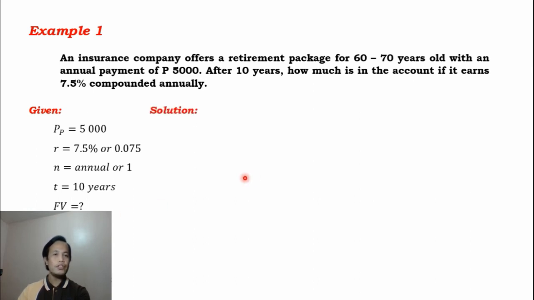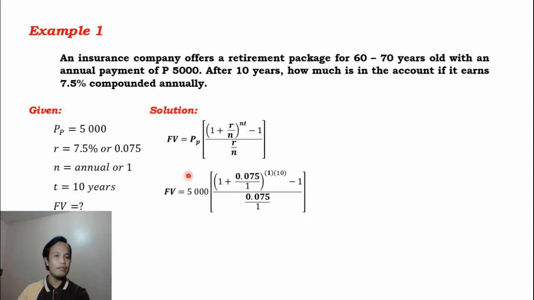So to solve for the future value, of course, we need to use this formula. We have the periodic payment, which in this case is 5,000. Then our R is 0.075, and our N is 1. Then T is 10 years. So we substitute these values into the formula, so we will have the periodic payment of 5,000.